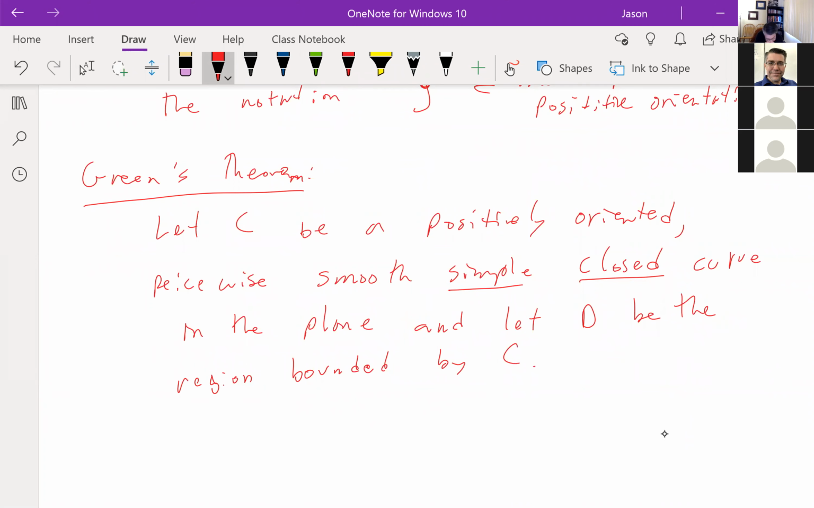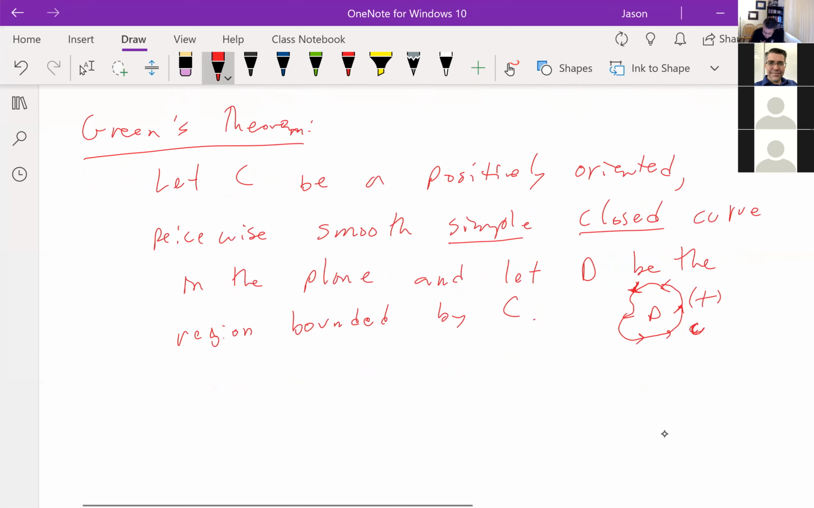Okay, so again, region D, positive orientation around C, right? C is going to enclose D. Domain D is enclosed by C. And I want to walk around this thing in a positive orientation. So let that be true.